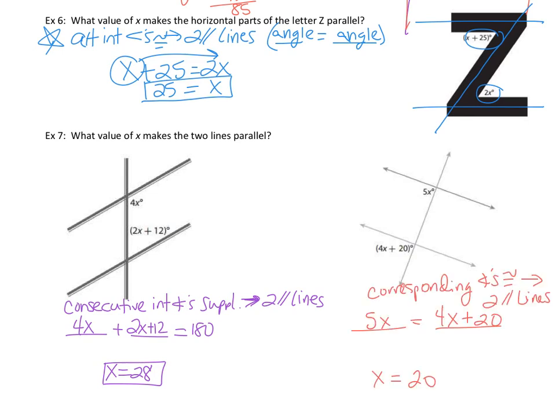For the very last one, we have corresponding angles, and we know that corresponding angles need to be congruent to prove that the two lines will be parallel. We know if it needs to be congruent, angle equals angle. So we fill in the 5x and 4x plus 20, set them equal to each other, and then solve for x, and we get x equals 20.